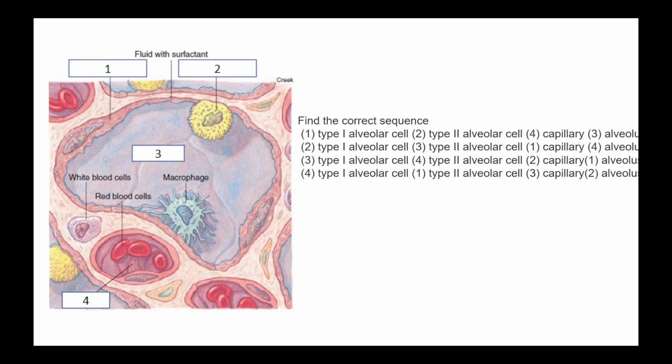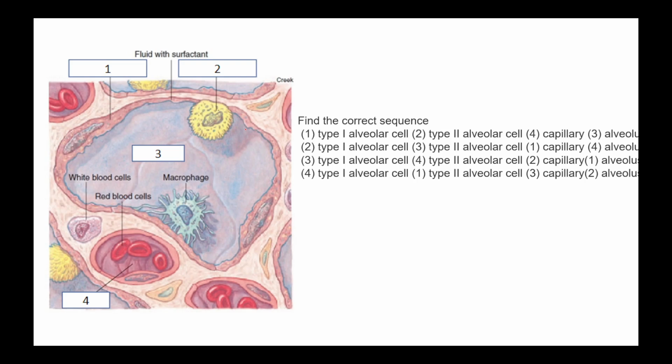They release the surfactants, right? So these are the type 2 alveolar cells which secrete the surfactants. Surfactants include lipid-dominant molecules, or you can say detergent.